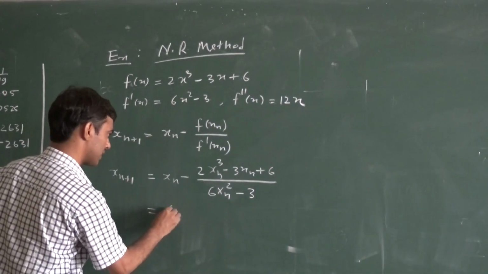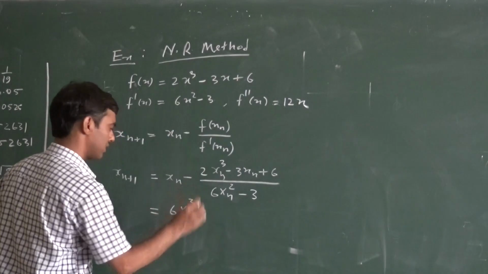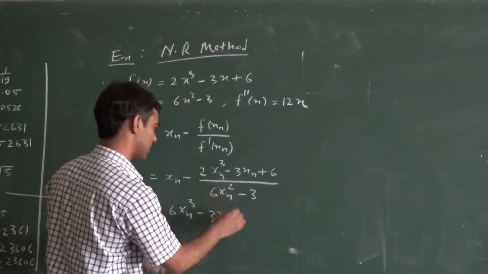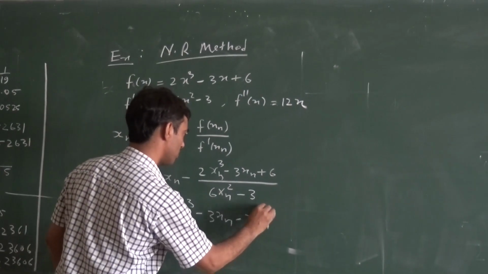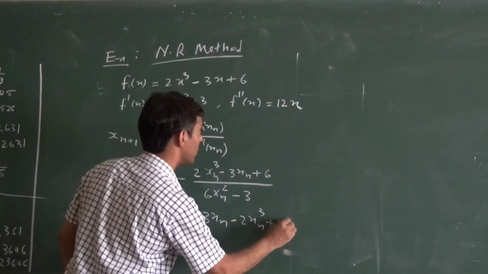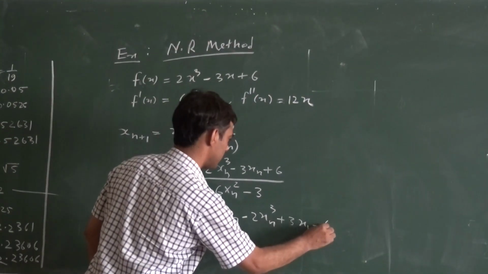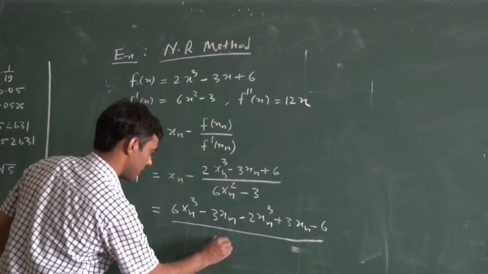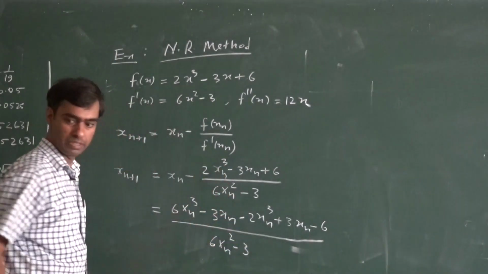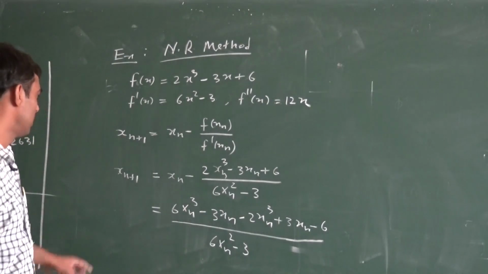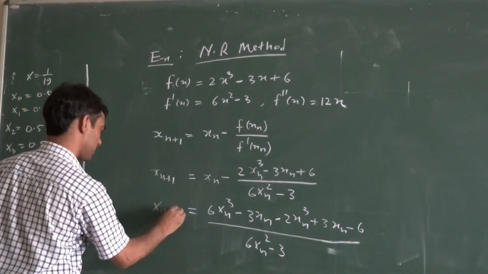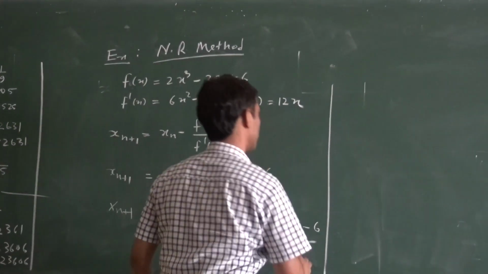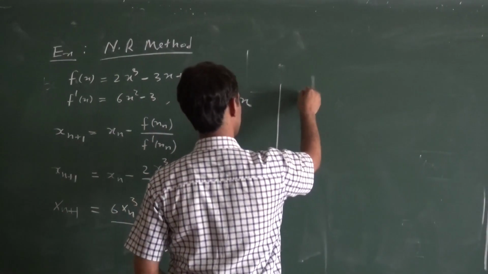So if we simplify this one, multiplying x n by the denominator gives 6x n cube minus 3x n, and minus the numerator becomes minus 2x n cube plus 3x n minus 6, divided by 6x n square minus 3. This one is x n plus 1.